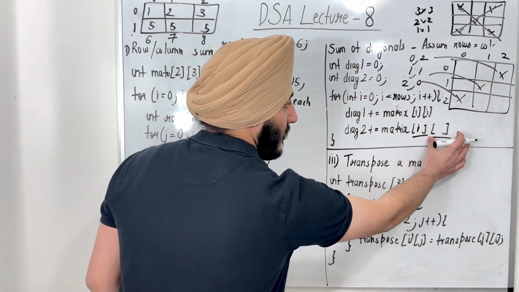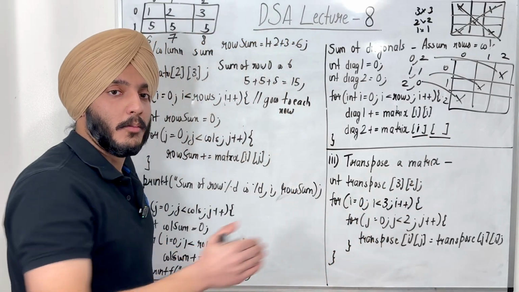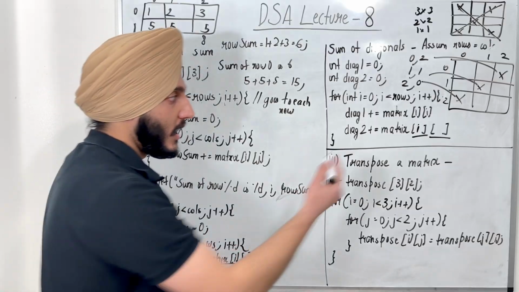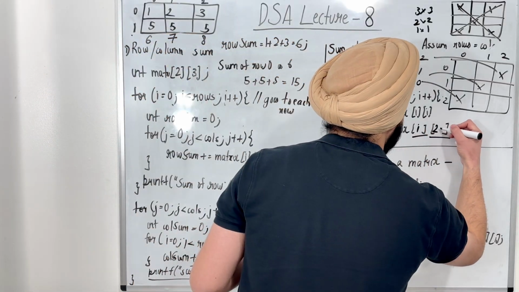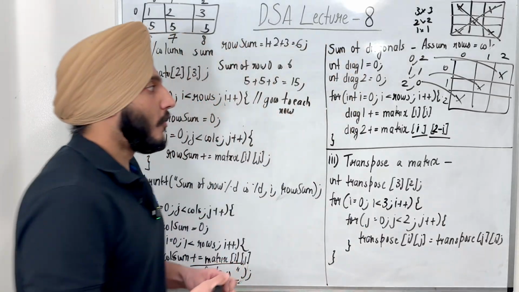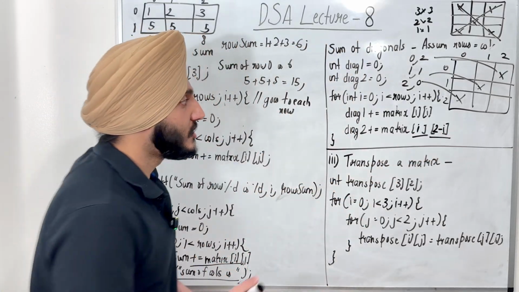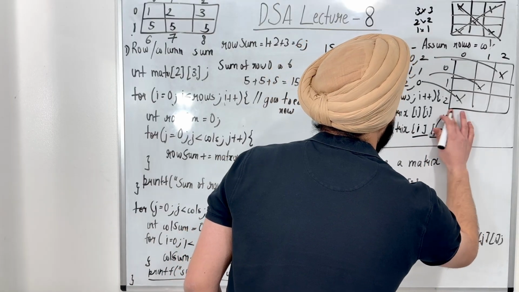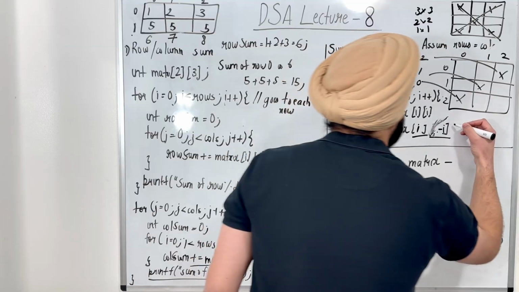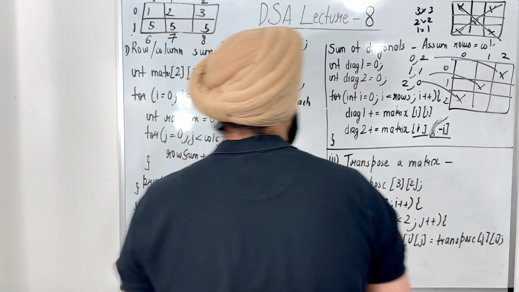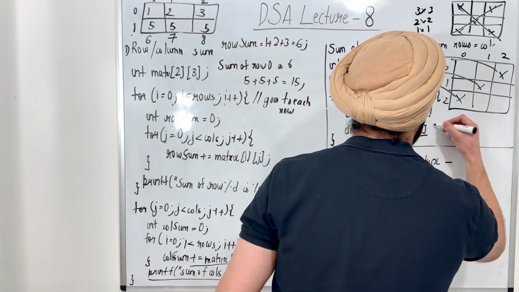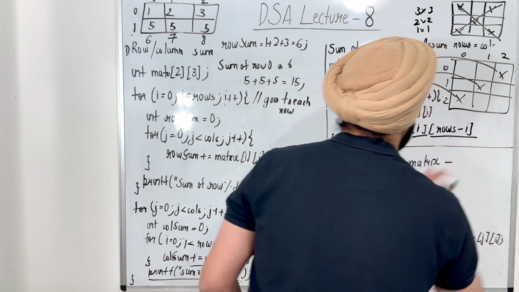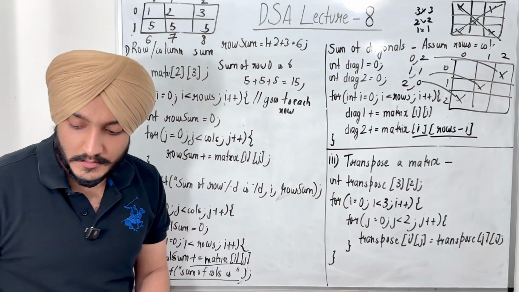But for the columns, I'm going in the opposite direction, meaning I have to start at the last one and then come back to the first one. How do I do it? I simply do 2 minus i. Or in this case, it should simply be rows minus i. What does this mean again?